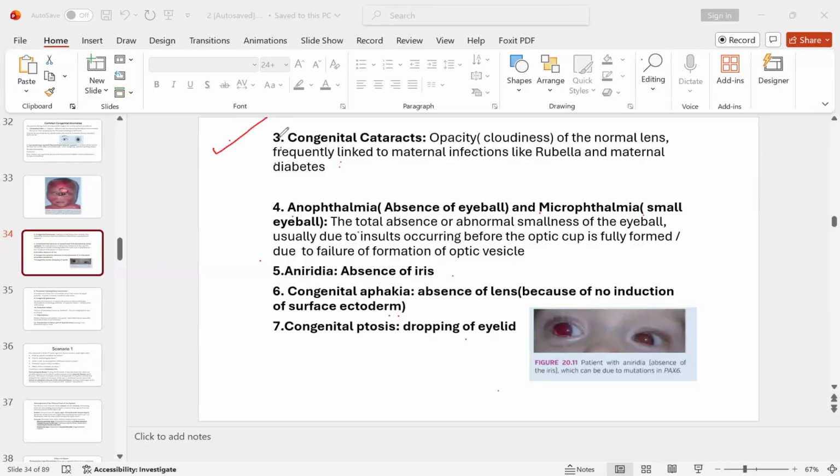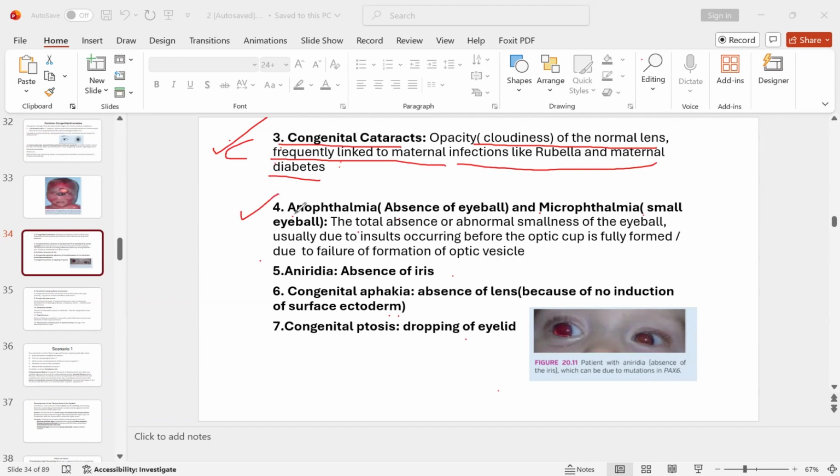So now let's move to congenital cataracts. Cataract is cloudiness or opacity of the normal lens. Congenital cataracts are frequently linked to maternal infections like rubella and maternal diabetes. So if the mother is suffering from diabetes or if she has contracted rubella virus infection during pregnancy, then this will result in the development of cataract in the newborn or in the fetus.